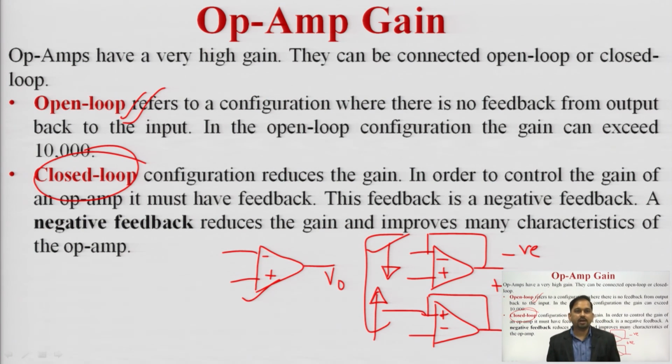By utilizing negative feedback, we are going to improve some characteristics of the op-amp. What are the characteristics? We will see the bandwidth, we will reduce the gain, we will increase the stability, and this negative feedback will also have an impact on the input and output impedance. So, these are the points regarding the open loop configuration and the closed loop configuration.